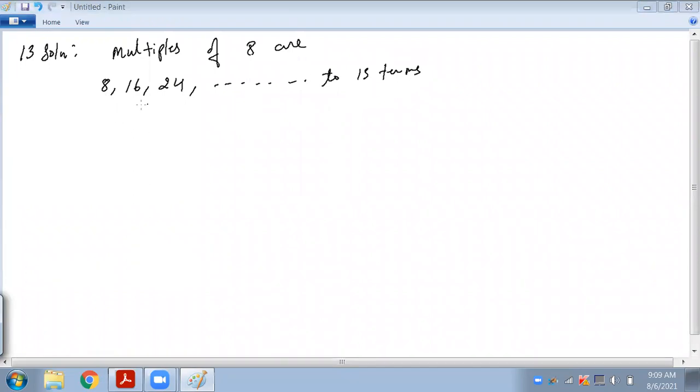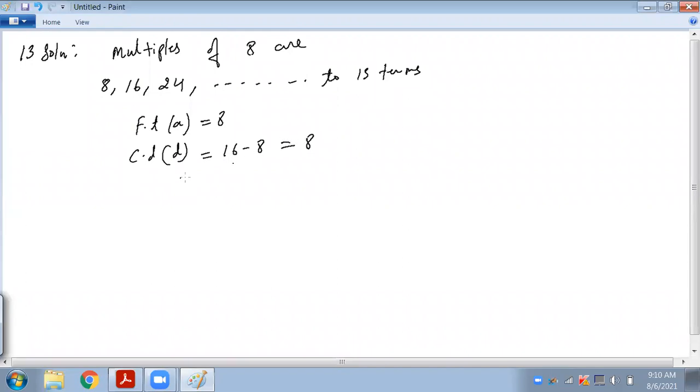Now, after writing that, we can write the first term. We can find the common difference. Common difference will be what? Second term minus first term. So again, it will be 8. Since they are multiples of 8, the common difference will be 8. And n will be how much? 15, because you have to find the sum of the 15 multiples of 8. So n will be 15.